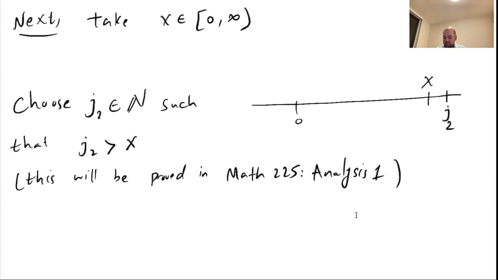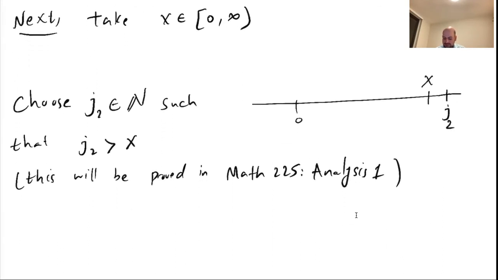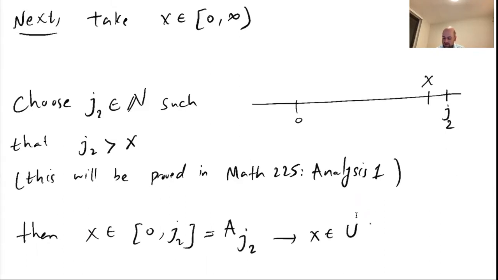So choose J2 such that this holds, and then x will belong to 0 to J2, and this is by definition A_J2. So x belongs to one of the A_I's, and that means x belongs to the union of all of them as well. And that's all we wanted to show.